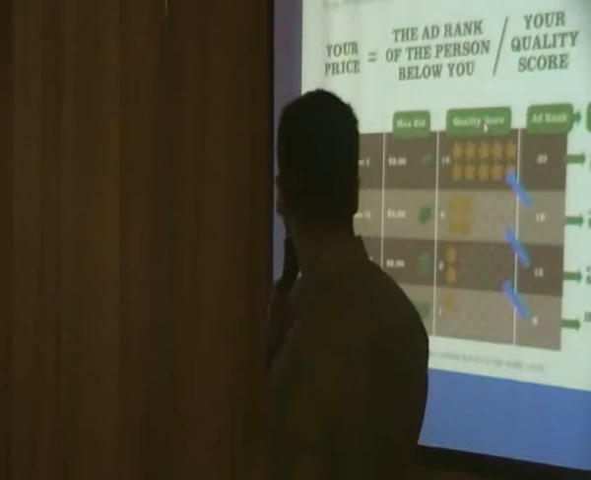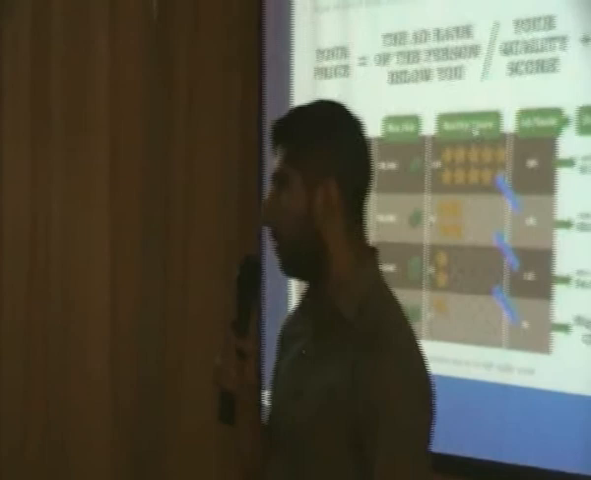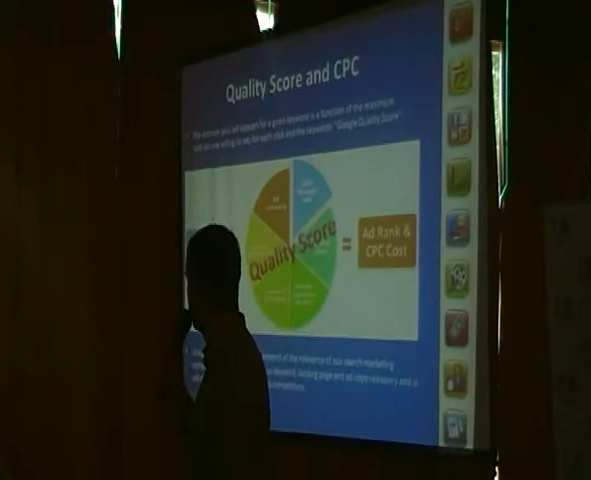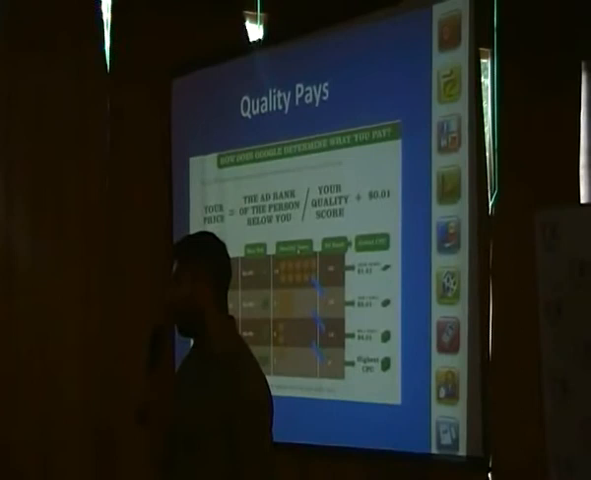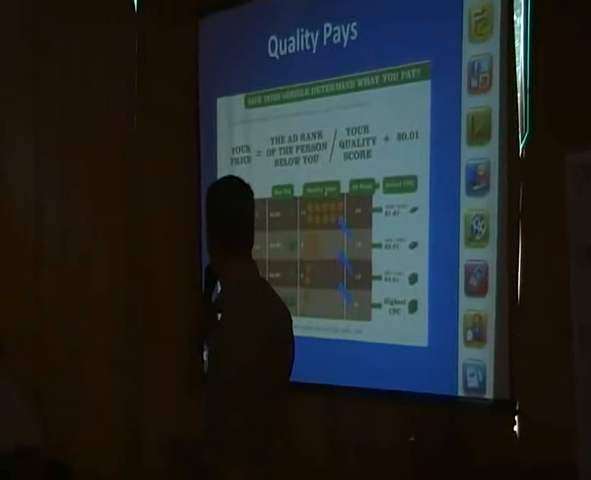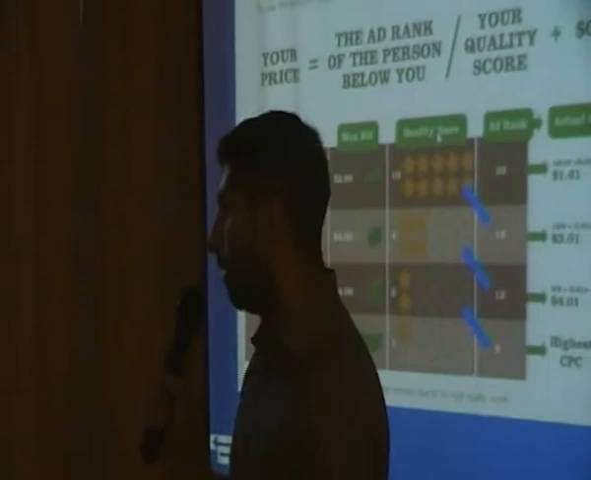So the amount that you actually pay per click is dependent on the ad rank of the person below you. Ad rank is this formula here: the CPC bid times the quality score. Your price is the ad rank of the person below divided by your own quality score, plus 1 cent on top of that. This example shows that advertiser 1 has a max bid of $2, let's say, and a quality score of 10. Therefore, his ad rank becomes 20, and he's in position 1.